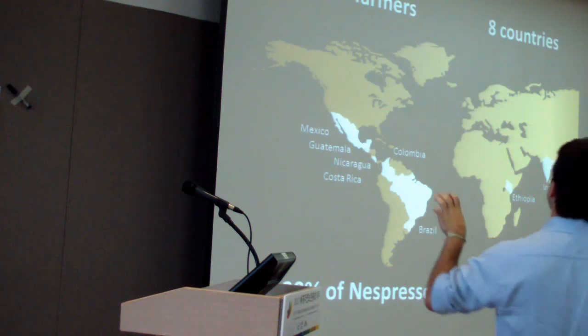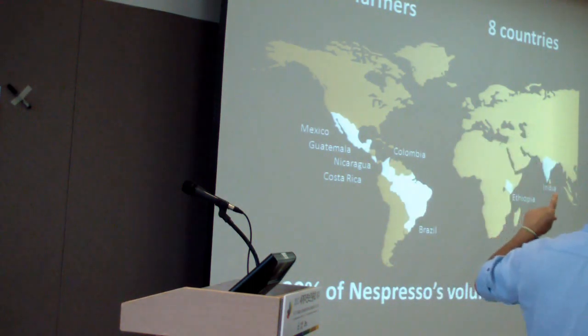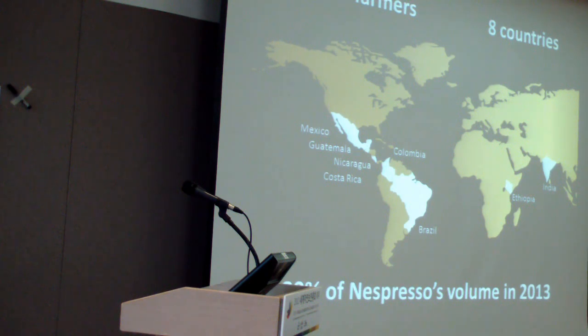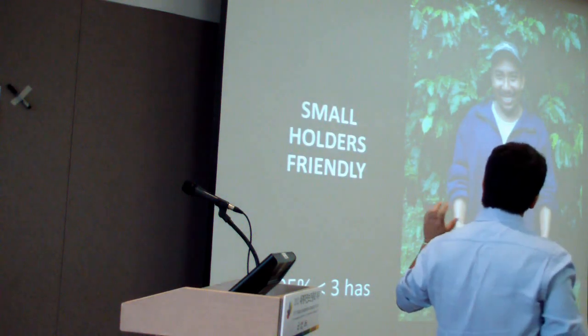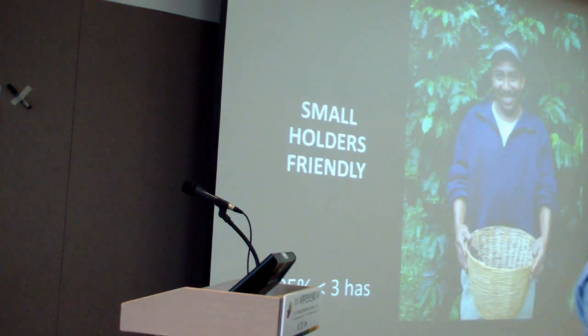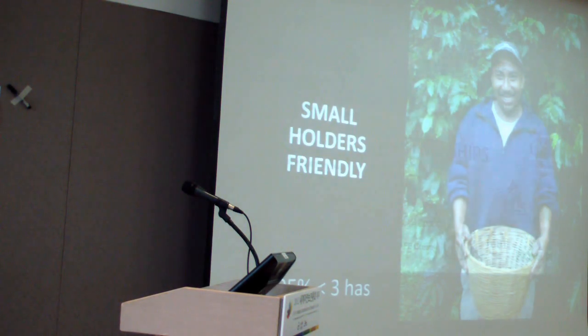Okay? Today we have 49, not 45,000 farmers in the program in 8 countries, and from these places we take today 65% of all the coffee that we buy, and next year it's going to be 80% that we're going for. It's important to know that AAA is all about smallholders. 95% of the farmers have less than 3 hectares, and through the program they will have access to things that normally they don't, like investments, premiums, and technical assistance.